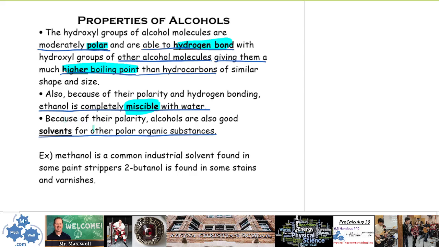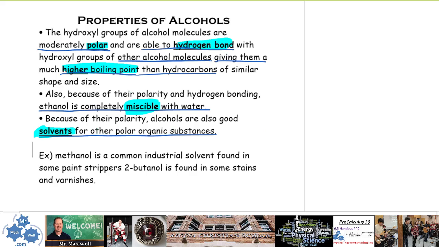Because of their polarity, alcohols are also good solvents, just like we found with the last group we studied, halocarbons. They're good solvents as well. So the organic solvents are very effective, but they can be kind of dangerous, toxic. You have to be careful. But obviously, if you're cleaning a cut or you want to disinfect something, that sort of thing, alcohol swab, right? Rubbing alcohol. They're very good to dissolve other organic substances.